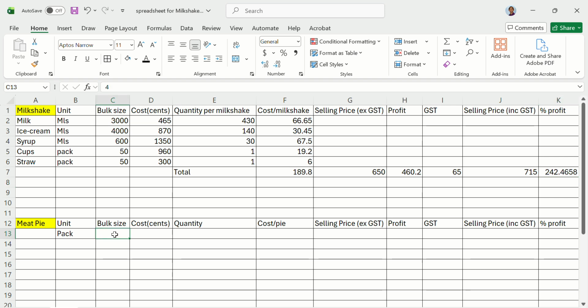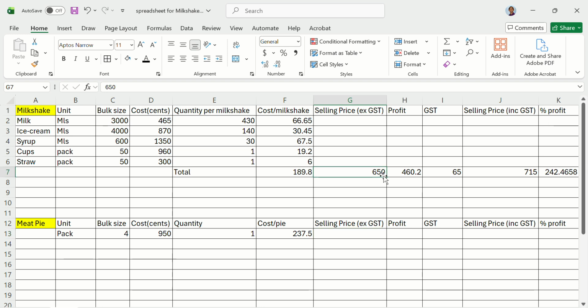You do the meat pie the same way. You get the bulk size, how much you'd buy it. You don't have to get it in bulk, but let's say you get it from Coles or wherever you can find it, and those are the amounts you find. Cost per pie, this one should be straightforward. We know we've got 4 pies, they cost $9.50, so we'll just do $9.50 divided by 4, and we've got that. Selling price, we can use the same formula.